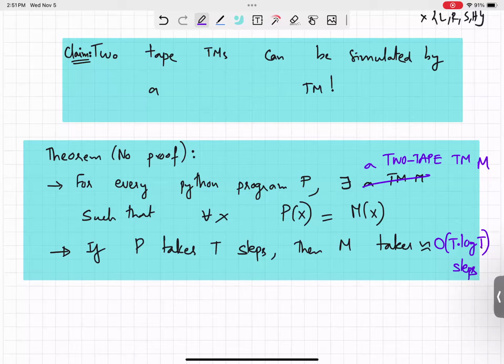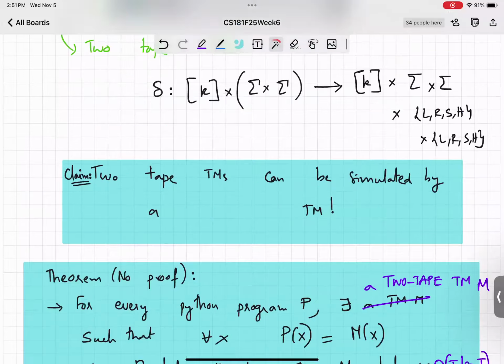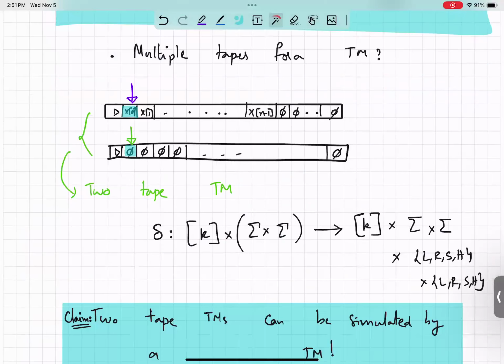This is startling, right? Because you have a very sophisticated language, but if you unravel it, the amount of time Python would take is roughly the same, roughly up to this log factor, on a two-tape Turing machine. All right, so multiple tapes, same power.